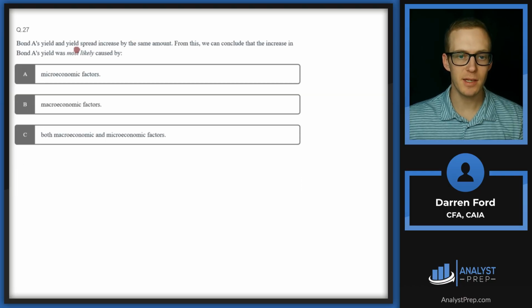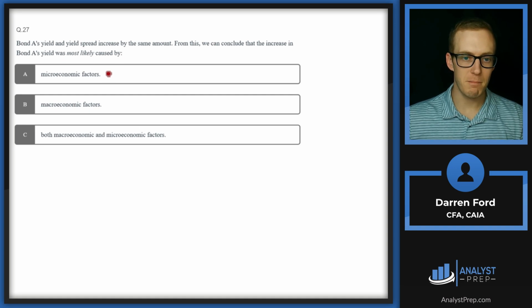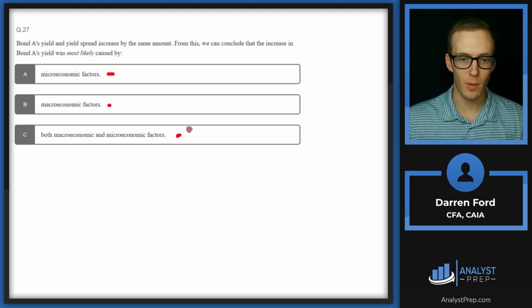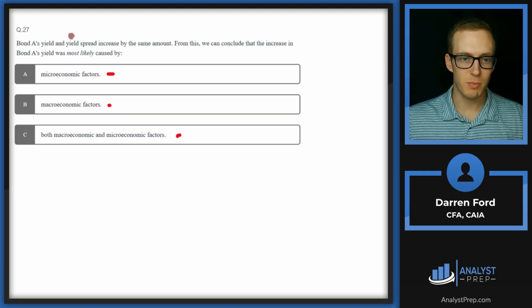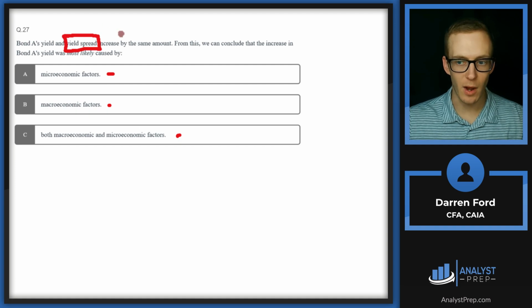Bond A's yield and yield spread increased by the same amount. From this, we can conclude that the increase in Bond A's yield was most likely caused by A, microeconomic factors, B, macroeconomic factors, or C, both macro and microeconomic factors. So we've got yield and yield spread increasing by the same amount. Microeconomic is going to be more granular at the company level, and so the yield spread is going to be a lot more important for microeconomic, because that yield spread going up or down is telling us whether the credit risk of that bond is changing over time. So that's going to be more focused on that specific company.